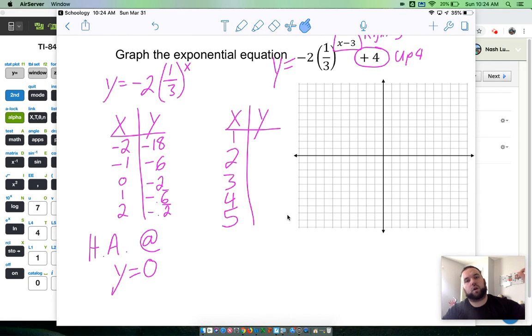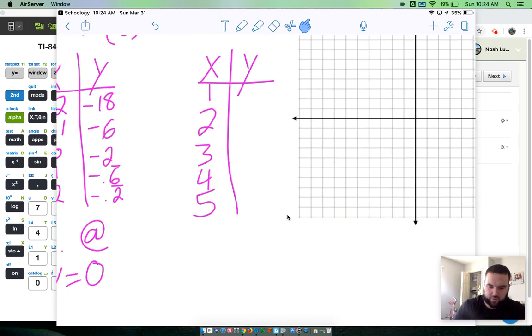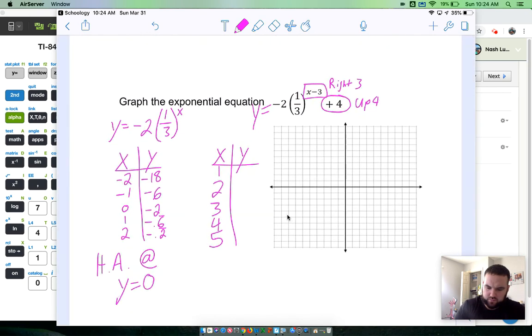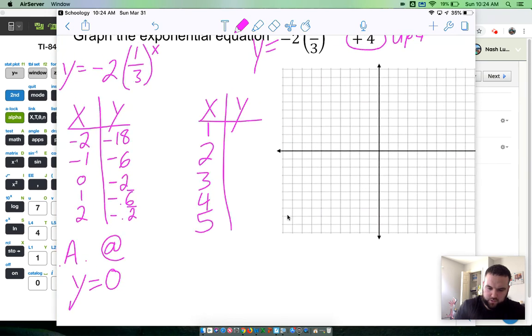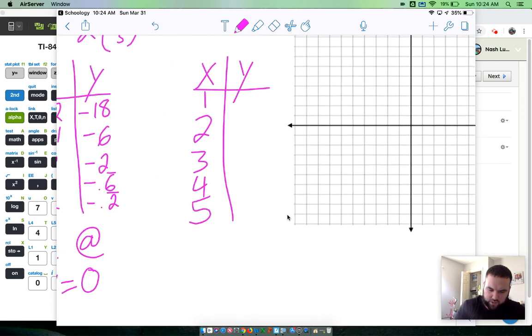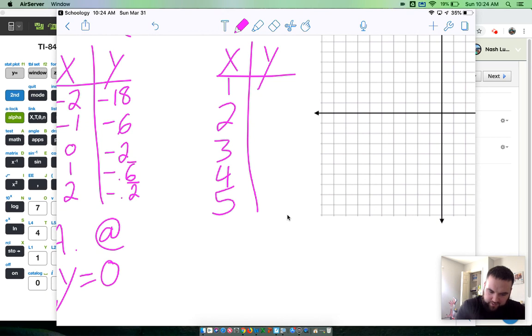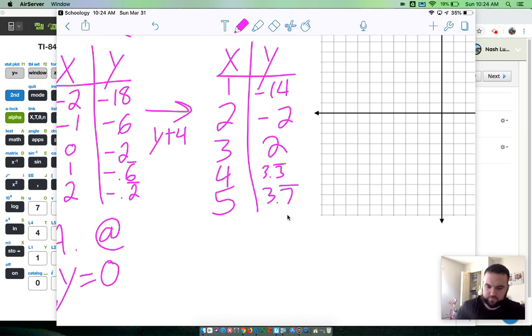By moving up 4, I know I'm moving all of the y coordinates up 4. So I'm just going to add 4 to all the y coordinates. So we have, instead of negative 18, negative 14, negative 6 becomes negative 2, negative 2 becomes positive 2. That's 3.3 repeating, and this is 3.7 repeating.